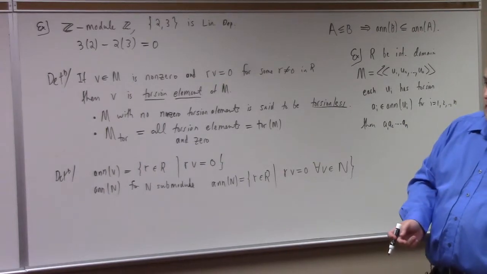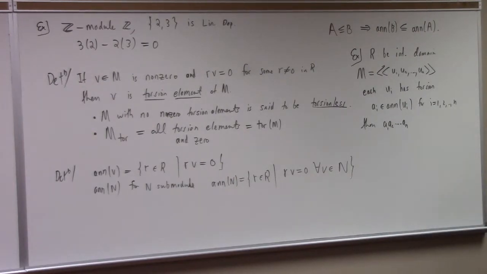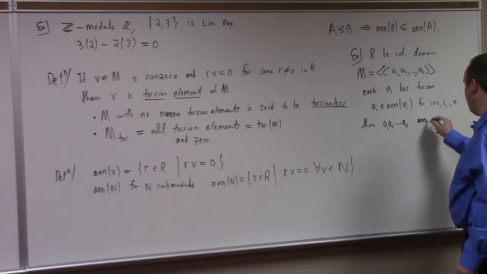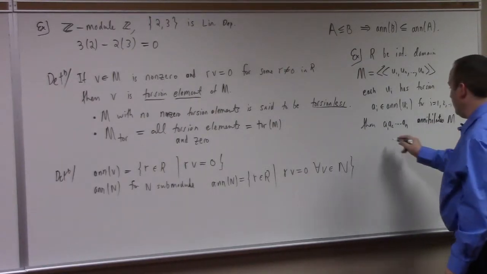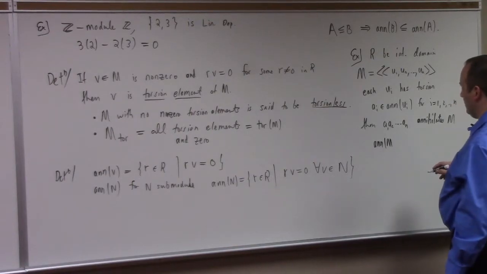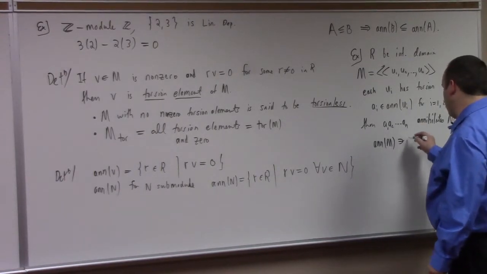What could you say about this element right here, that's something in the ring? What does it annihilate? It annihilates un, un minus 1, through u2, u1. It annihilates all your u's, which means by linearity and the distributive properties of the ring and the module structure, that it's going to annihilate everything in M. So this annihilates the whole of M.